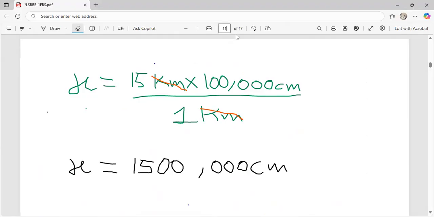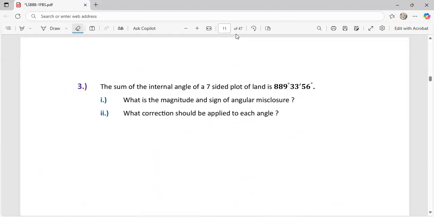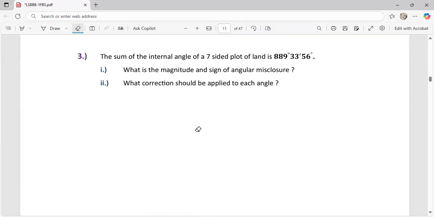So let's try this question. The question says that the sum of internal angles of a 7-sided plot of land is 88 degrees, 33 minutes, 56 seconds. What is the magnitude and sign of angular misclosure? Also, what correction should be applied to each angle?